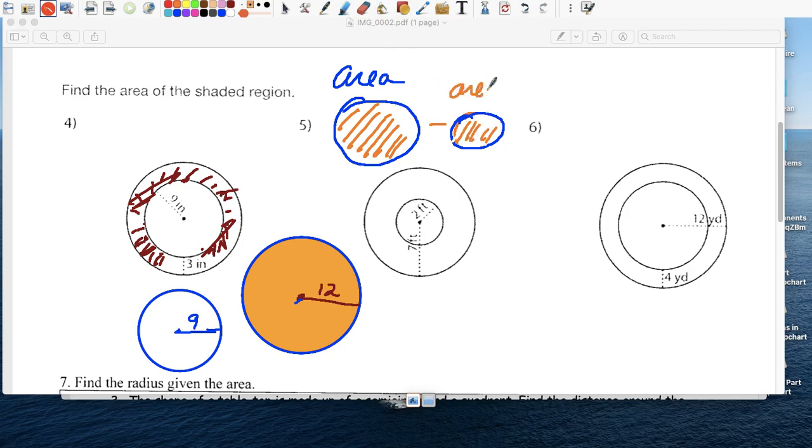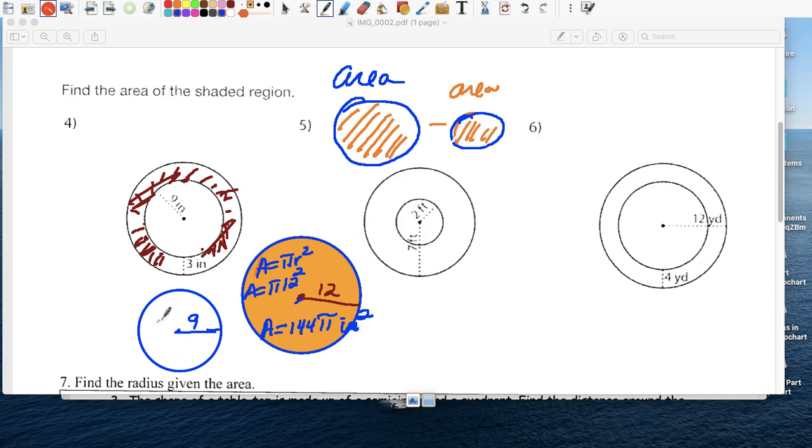So let's find the area of the big circle. The area of the big circle is A equals pi r squared. Area equals pi times, and r is 12 to the second power. 12 to the second power is 144. We're going to leave this in terms of pi. So this is going to be 144 pi inches squared.